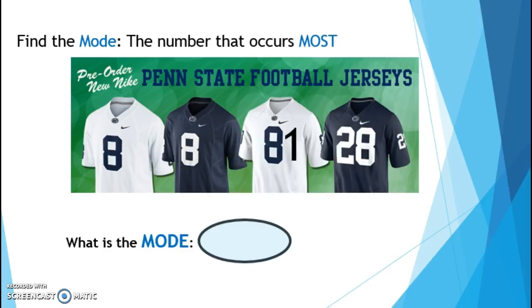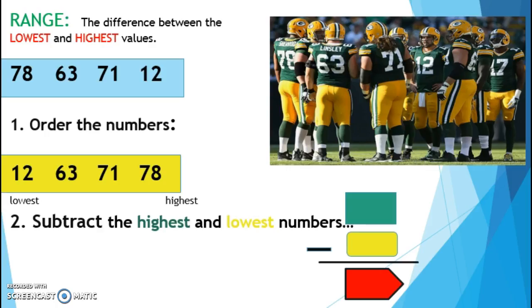Let's practice it together. Find the mode, the number that occurs most. If we look at the jerseys on the football team from Penn State University, what is the mode number when you look at those jerseys? Very good. It should be 8 as your answer. That was an easy one, right, guys?